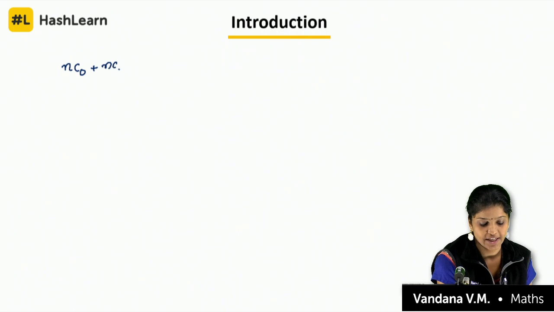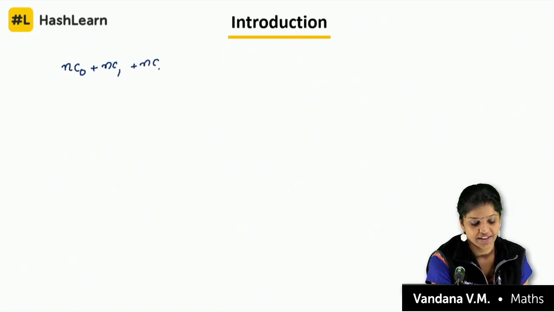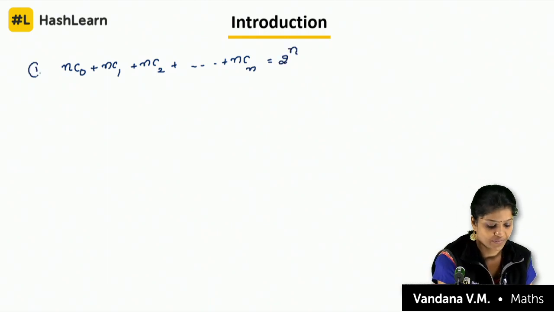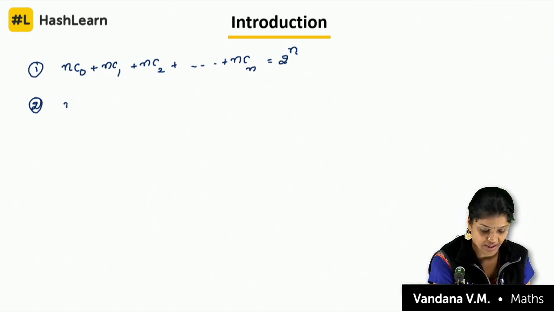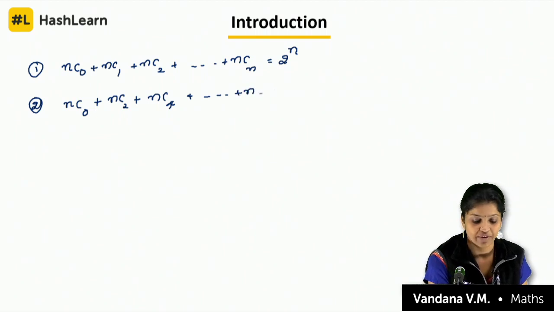NC0, NC1, NC2 and so on, plus NCn, the sum of all the binomial coefficients is equal to 2 power n. That is the first shortcut. The second one is the sum of only the even coefficients, like NC0 plus NC2 plus NC4 and so on, which is 2 power n minus 1.